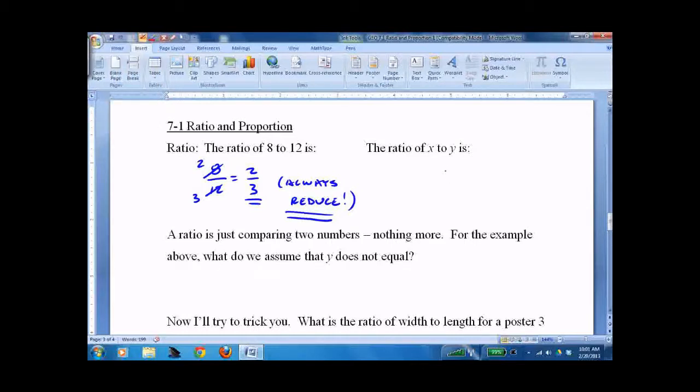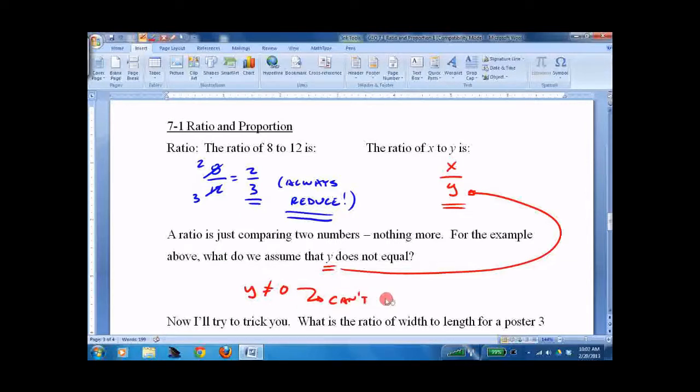The ratio of x to y is the same thing, just x over y. Since I can't reduce, we're done. So a ratio is just comparing two numbers. It's just getting used to the ratio of tall people to short people in the class is 2 to 5, something like that. It's just a comparison. But watch out, for the example above, what do we have to make sure y doesn't equal? Y cannot equal 0 because you can't divide by 0.